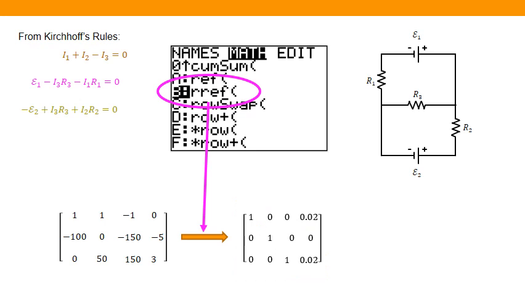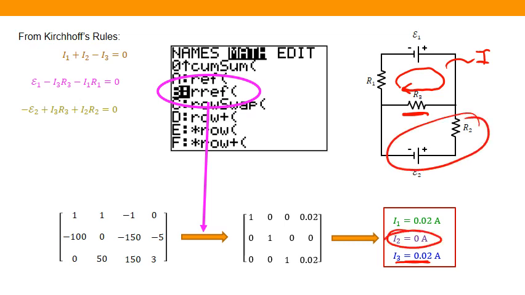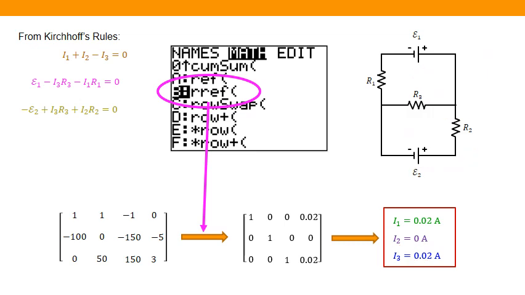And so our answers are for the current through R1 and through the battery here, this top branch, that is 0.02 amps. The current through the middle is then 0.02 amps. And so we have this flow of 0.02 amps here in this sort of loop. And in this bottom loop, we have no current. So this is just an easier way to get the answer to these kinds of linear equations.